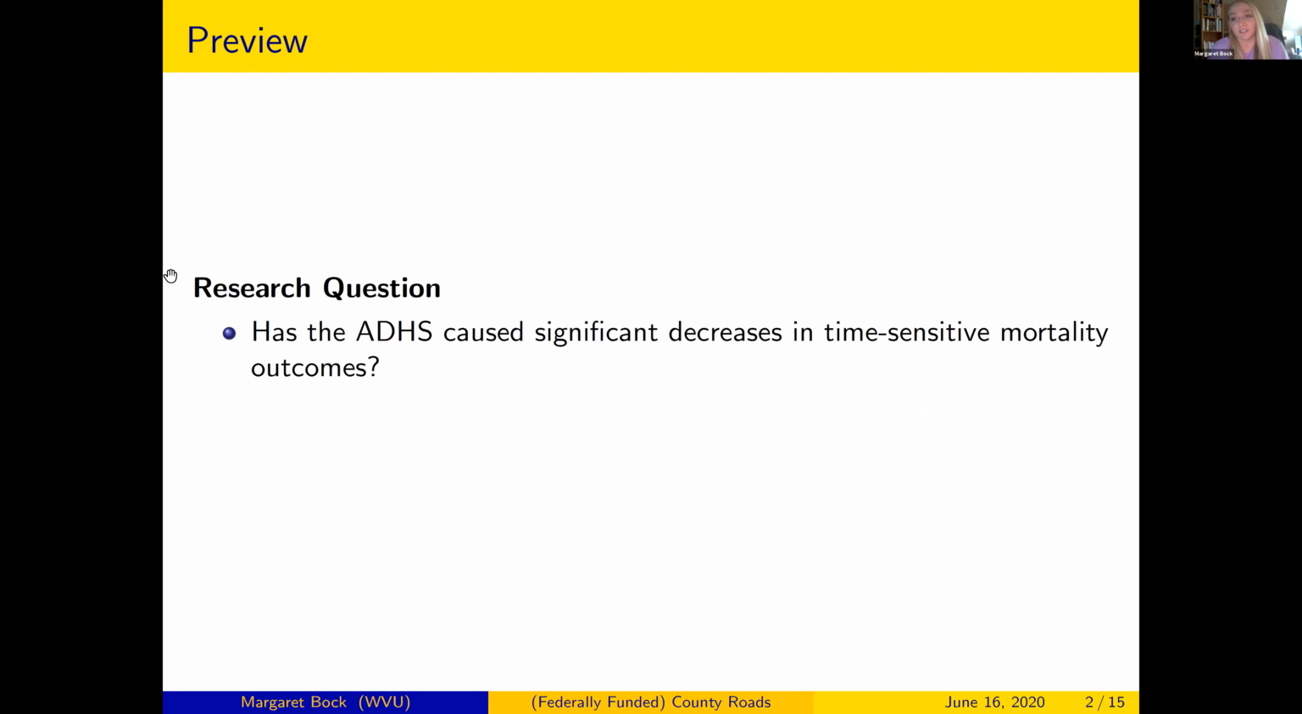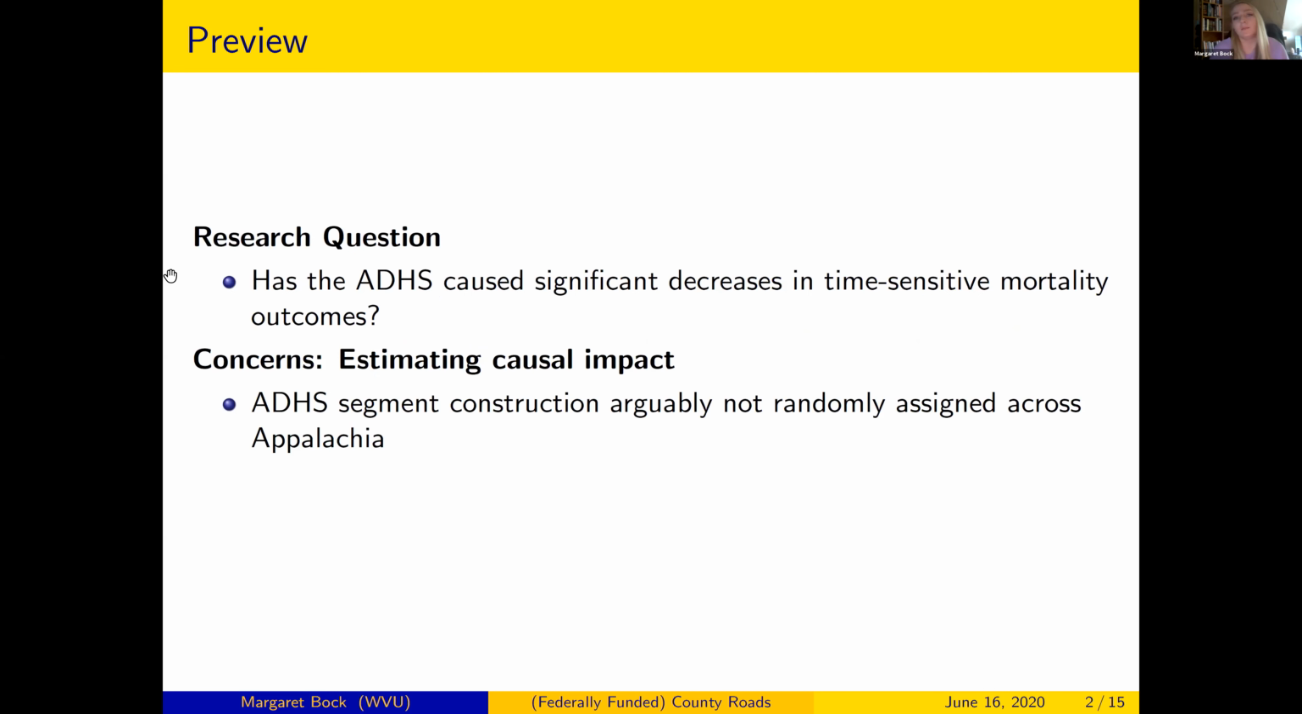So this adds on to the literature that shows that the ADHS has had significant improvements in income and employment. I'm looking at a new outcome, mortality. But one concern that I have, particularly when estimating the causal impact, is that the ADHS segment construction is arguably not randomly assigned across Appalachia.